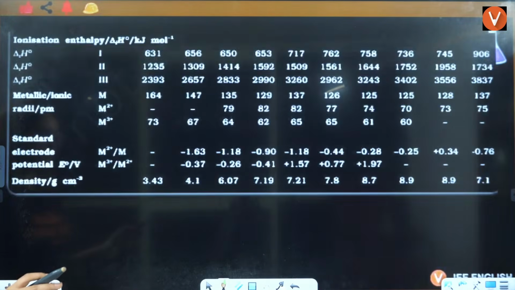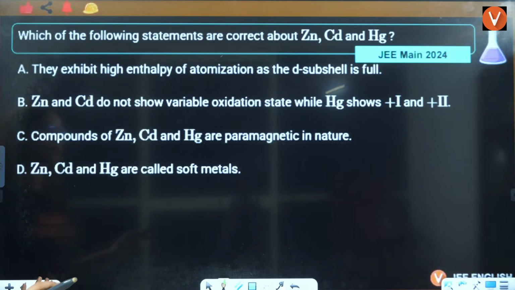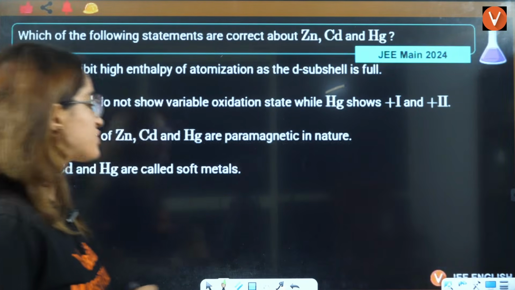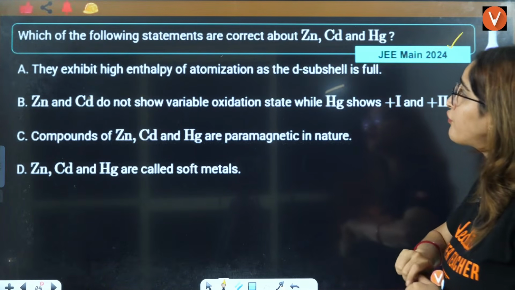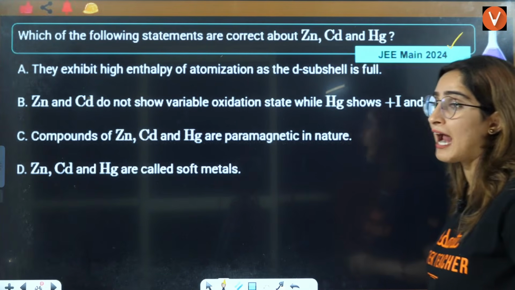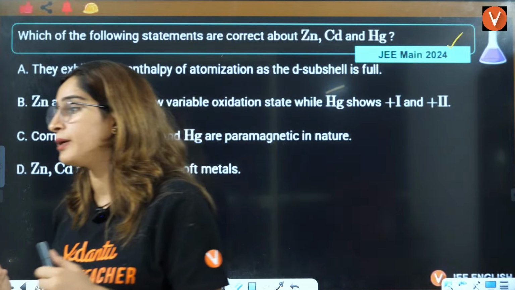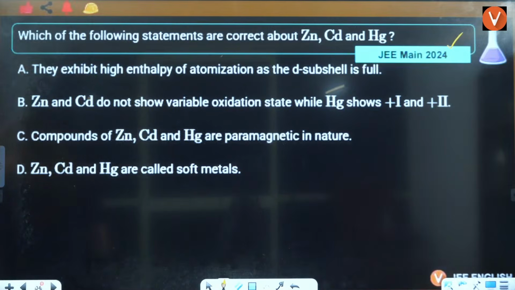Okay. Now let us see this. This we have done. Let us see this question, a JEE Main 2024 question. That is, which of the following statements are correct about zinc, cadmium and mercury? So that's a statement based question, as you can see here.